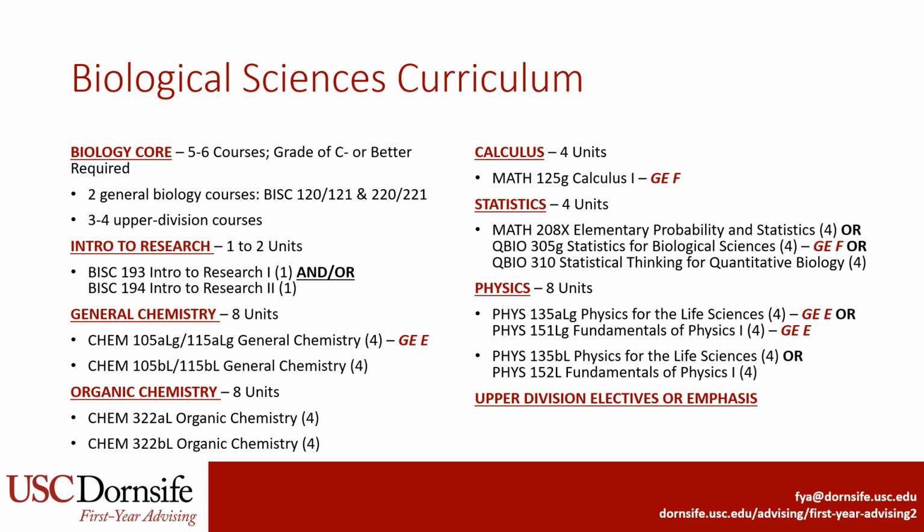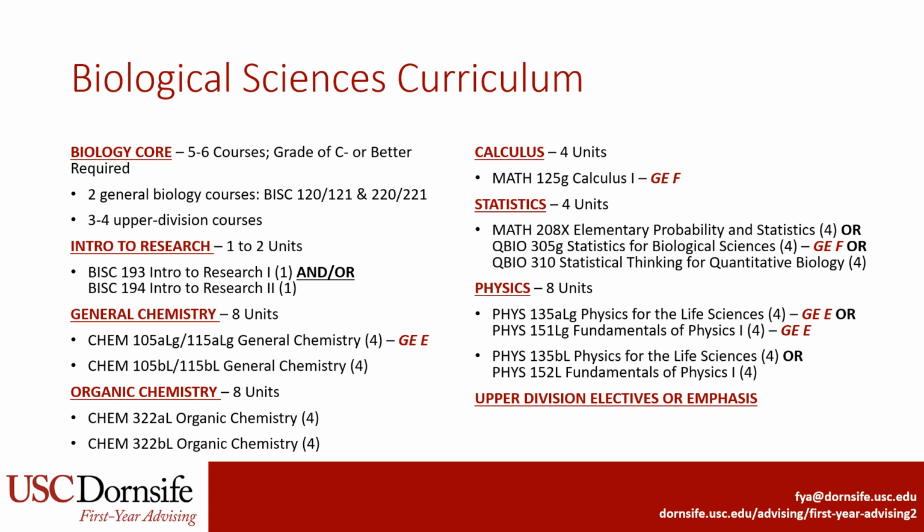All of the biological sciences majors have a similar format. There are 5 to 6 courses called the biology core that must be passed with a grade of C- or better. Included in the core are 2 general biology courses, BISC 120 and 220, and then 3 to 4 upper division courses, and these vary slightly depending on your biological sciences major.